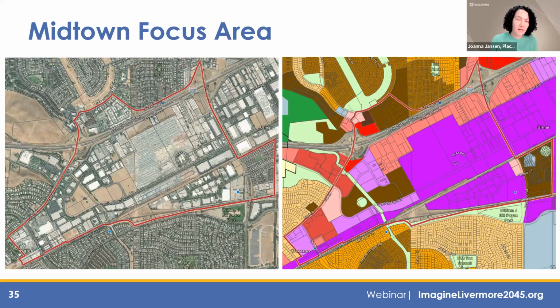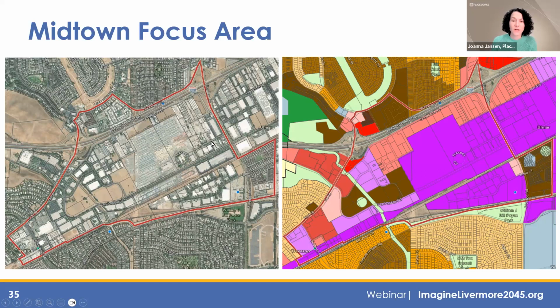So the Midtown focus area is along 580, and it includes a little bit north of 580, including the mobile home park up here. It's kind of a triangular shape. It's got First Street, and then the train tracks, and then going over here mostly to South Vasco Road. So this is a pretty large area, and it includes a mix of existing commercial, office, industrial, and residential land uses.